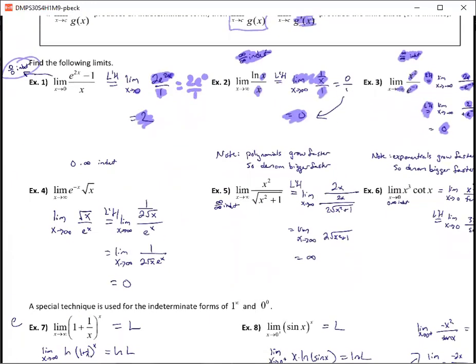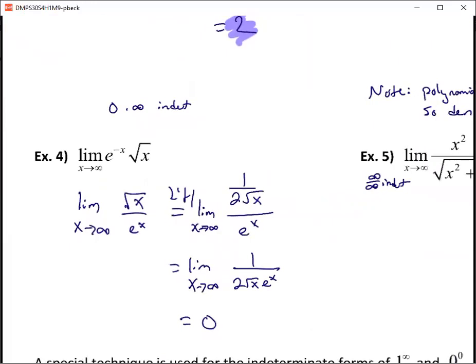On problem number 4, what we see here is if we plug in infinity, we essentially get 0 times some form of infinity, which is indeterminate. So our first step is how do we rewrite this? And this is so that we can apply L'Hopital's rule. By rewriting this as a negative exponential, let's go ahead and put that e to the x in the denominator.